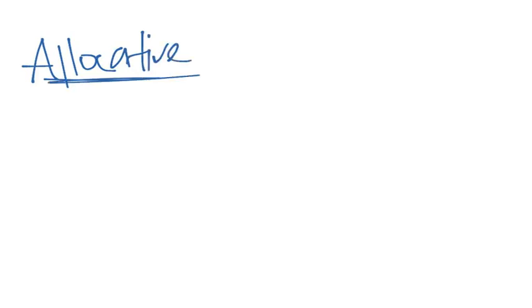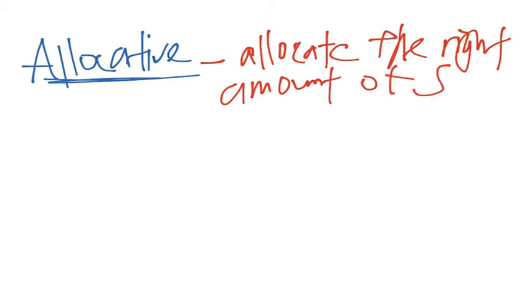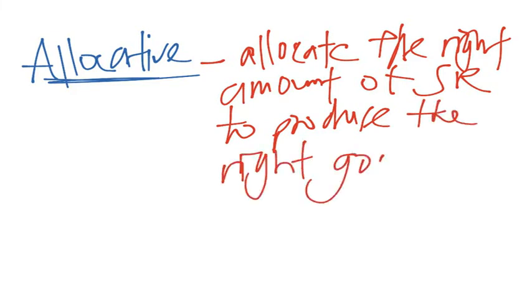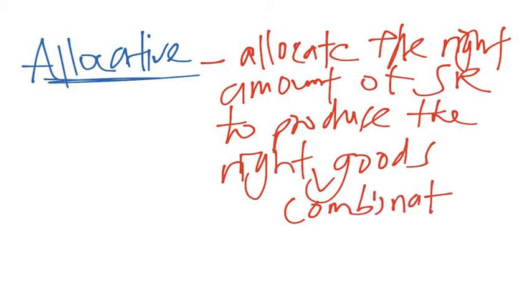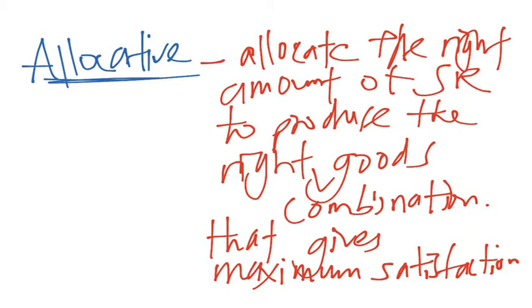Next is on allocative efficiency. In order for allocative efficiency to occur, you need to allocate the right amount of scarce resources to produce the right combination of goods that gives maximum satisfaction. In other words, allocative efficiency is to allocate resources to produce the goods that will give the maximum satisfaction to everyone, including the producer and the supplier.